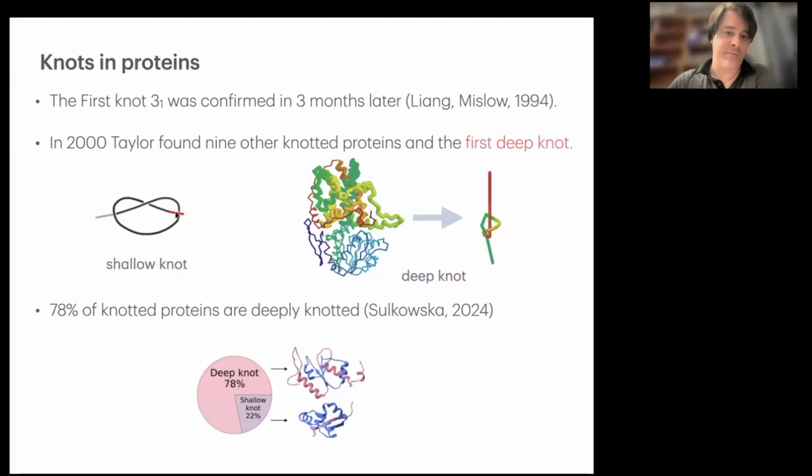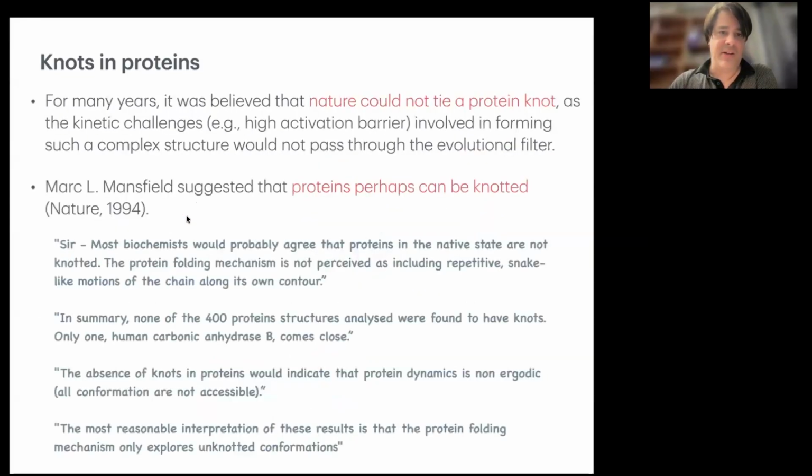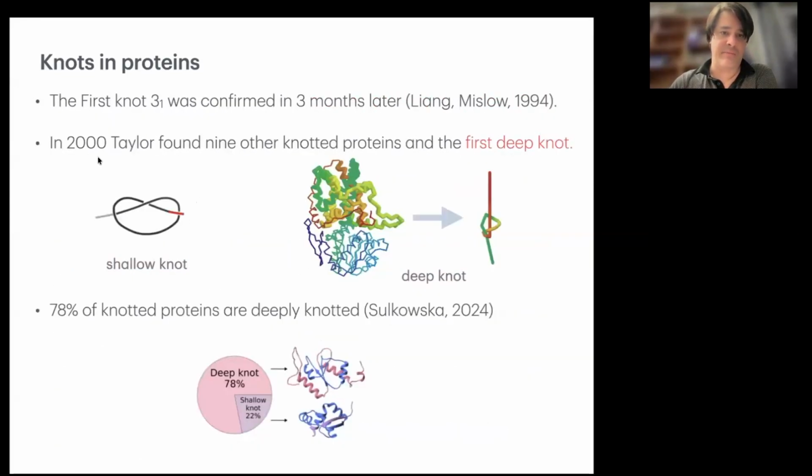So for example, this is a trefoil. If you would cut out just a few amino acids, it would not become a trefoil anymore. And these knots that were found by Mislow and others, they were all very, very shallow. So just a few amino acids, I think, would make it an unknot. And he found a deep knot.